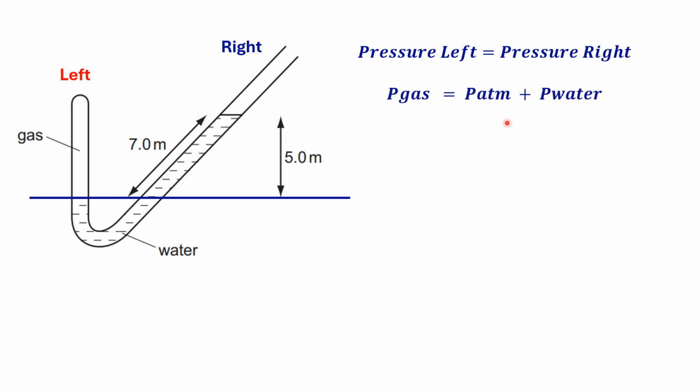Now the pressure of the water can be calculated by the pressure of the liquid, which is the density times g times the height.